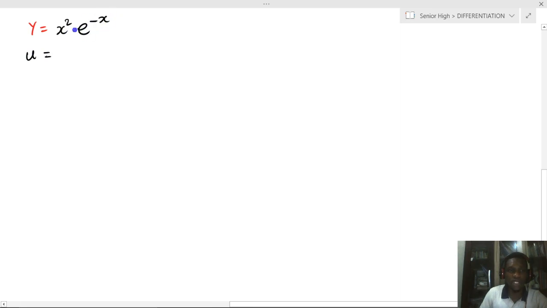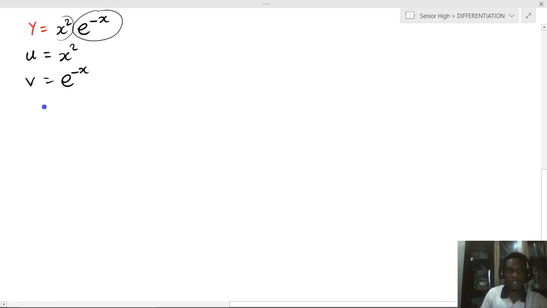Now notice something, this is actually a product case, right? Because we have one function multiplying another function. So since we're having this kind of case where two functions are multiplying each other, let our u be one of the functions. So our u can be x squared. And then if our u is x squared, our v here will be exponential of minus x.